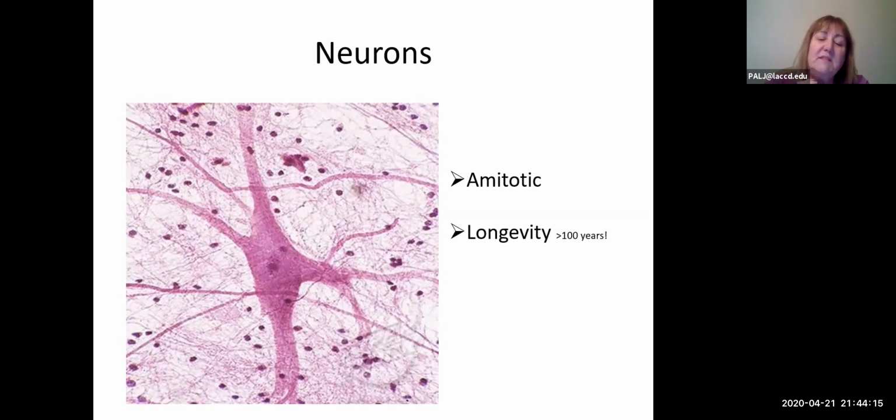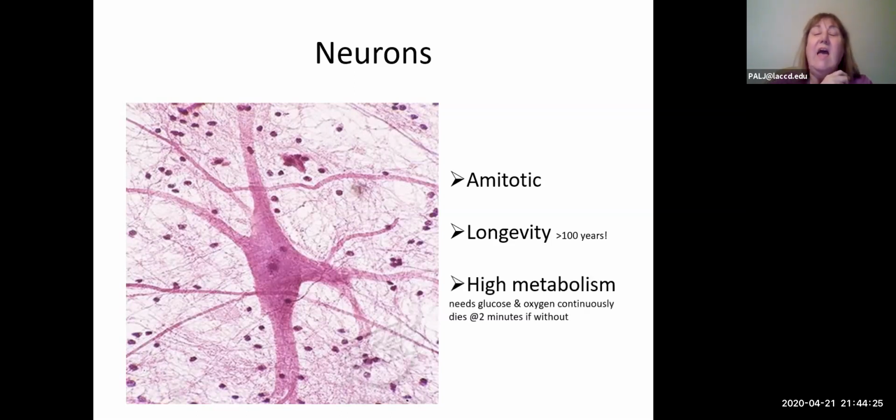That brings us to our second point. Because they're amitotic, they have to have longevity, and for all of us, hopefully more than 100 years. What is very interesting about neurons is they have a super high metabolism. They need a continuous supply of oxygen and glucose because they are continuously working. In fact, if they go 2 minutes without an adequate supply of either, they will start dying off. So your neurons die off faster with a lack of blood supply than, say, for instance, your heart muscles do with a lack of blood supply.